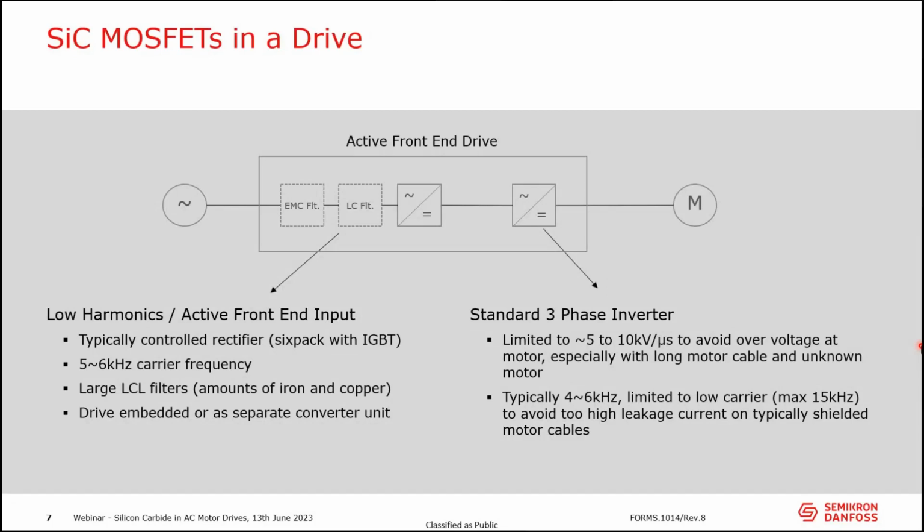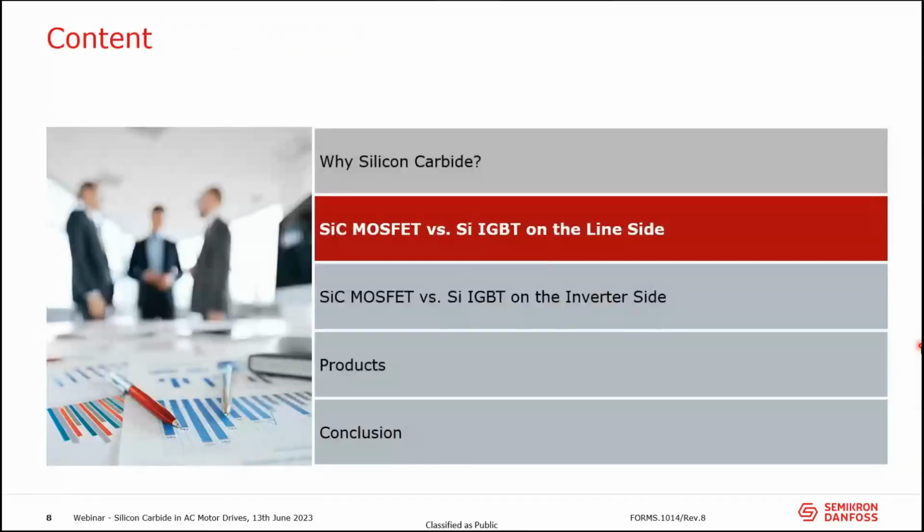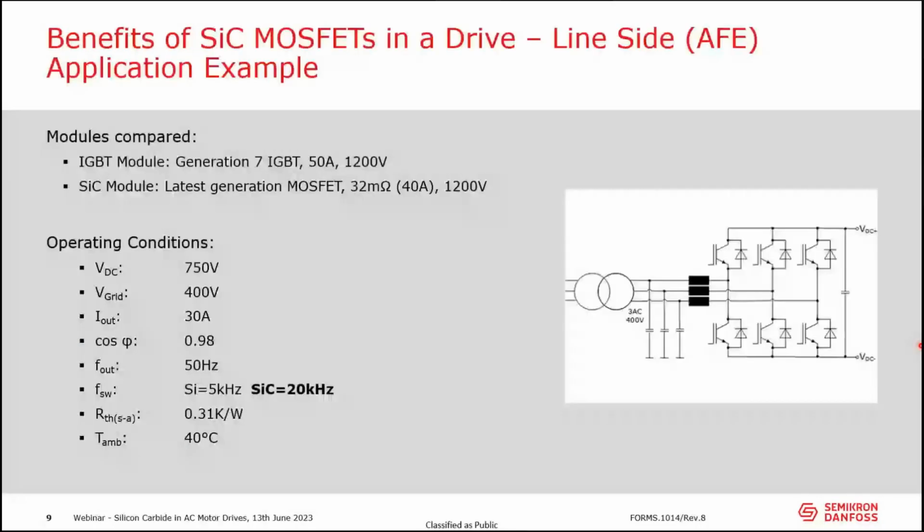Now let's have a look into the simulation results, starting with the line side. So active front ends typically look like I mentioned before. You have this LCL filter here and then the 6-pulse bridge. For my comparison, I used an IGBT7, or generation 7 IGBT module, with 50 amps and compared that with the silicon carbide module, one of the latest generation, 32 milliohm, which is equal to roughly 40 amps rated or nominal current. The conditions I used for the simulations you see listed here: 750 volt DC, grid voltage 400 volt, 30 amps is my output current of the active in-feed converter, cosine phi, grid frequency 50 hertz.